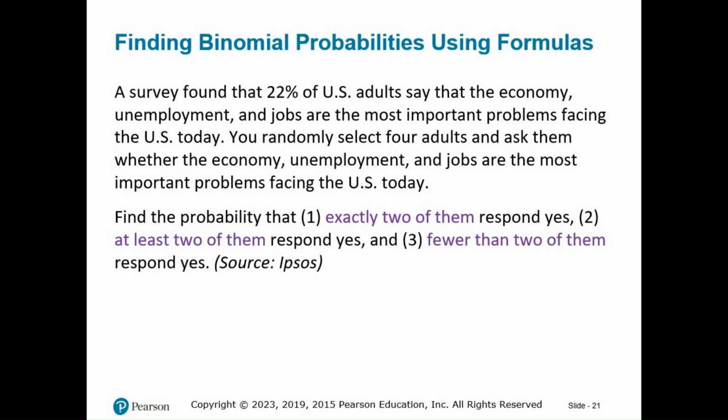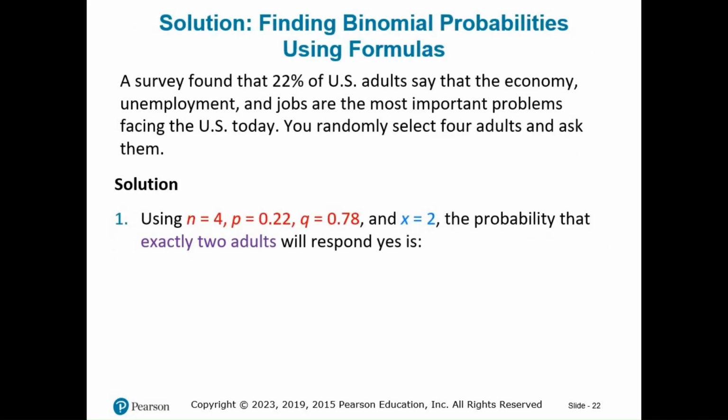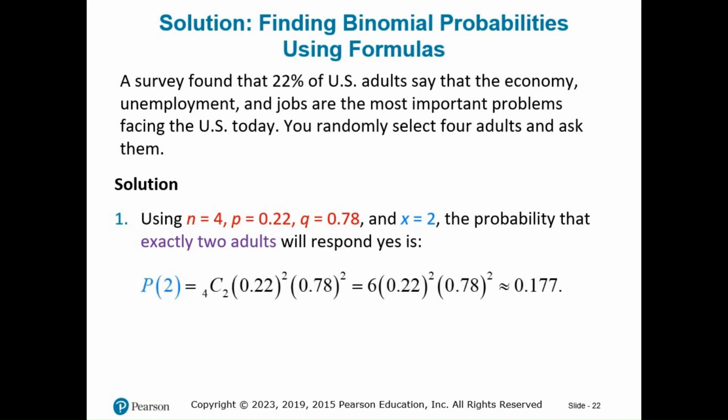If you read that quickly, you may have thought they were all the same question, but I bet your math eye has gotten better and you're recognizing now that these are going to require some different calculations. So let's dive in. The first one asked about exactly 2 adults responding yes. So using n equals 4, p equals 0.22, because they gave us that percentage, and x equals 2, what do we get? Well, here's what you get when you plug it in the previous way that we showed, but you should get the same using the binomial PDF formula. The probability that exactly 2 adults will respond yes is 0.177, or very close to that.